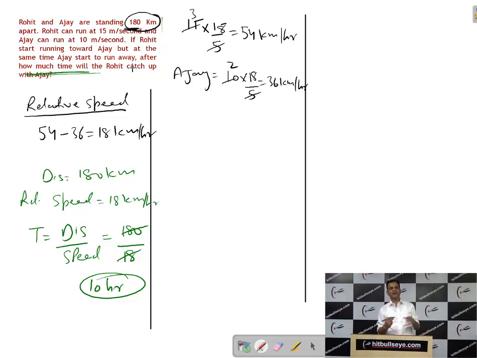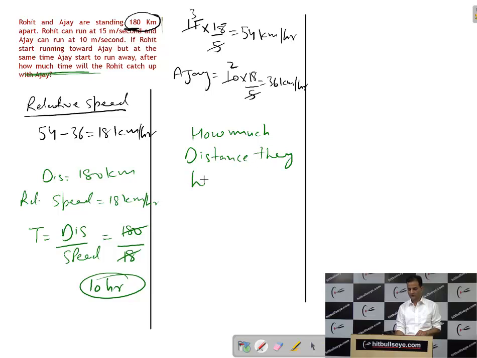Now the examiner is asking after how much time Rohit catches up with Ajay. My second question is how much distance they have covered. When Rohit catches Ajay, that means both have covered the same distance. Second question: how much distance have they covered?